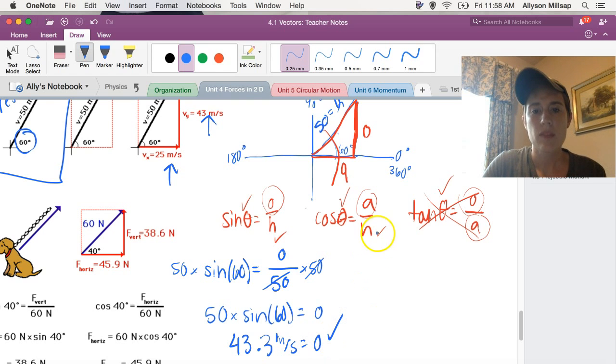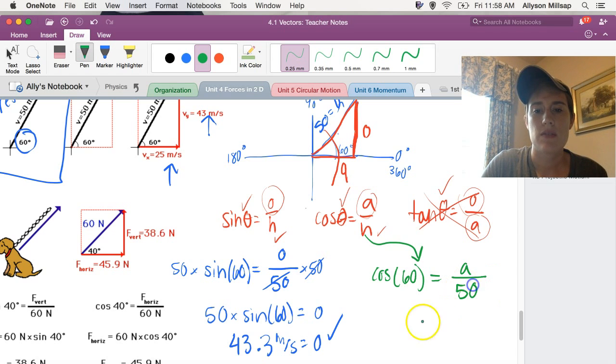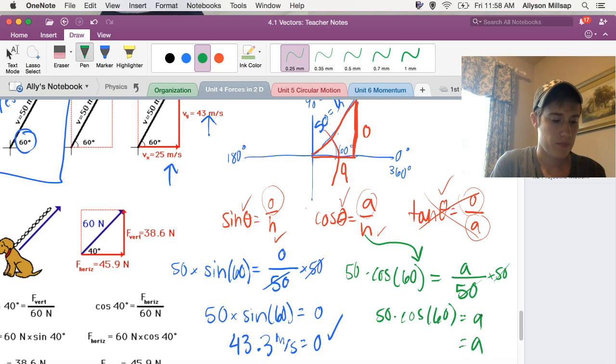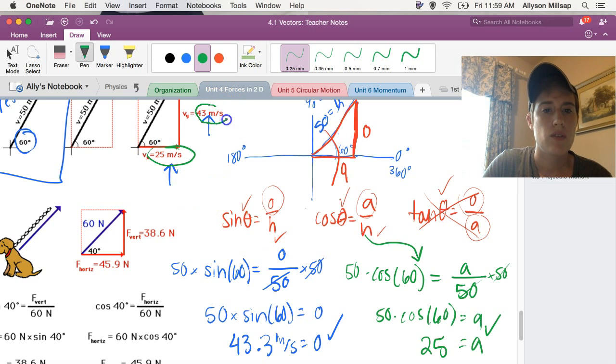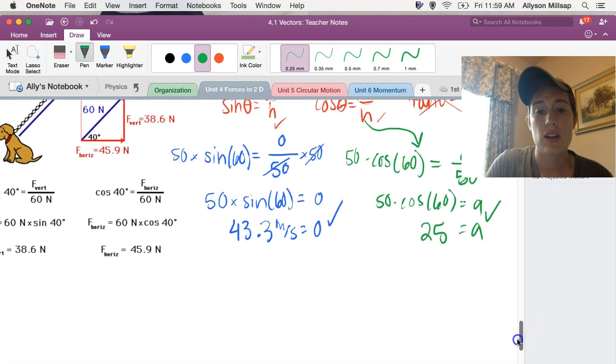That's my opposite. Now let's do the adjacent, right over here. So we're using the same angle, so it's 60. We're looking for our adjacent. We have our hypotenuse, it's 50. So I need to put 50 on either side. So 50 times the cosine of 60 gives me my adjacent. So I just plug that into my calculator and I get 25. So now I know all of my components. It's 25 and 43, and I have all the information I need.